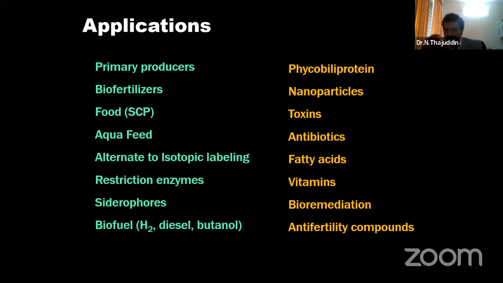And toxins. So no doubt, understand that all the cyanobacteria are beneficial. Less than 2% of the cyanobacteria are producing the toxins. Toxins also now people are using in biomedical aspects. Some proportions or some quantity of the toxins is killing only the cancer cells, not the normal cells. Now this utilization of toxins in anti-cancer activity is going on.